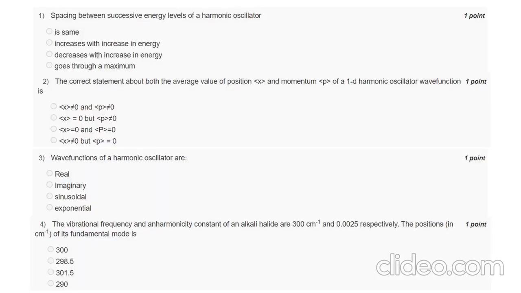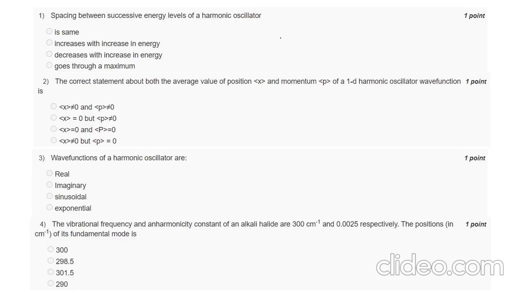We will start with the week 3 assignment solutions. This solution is already given to you, and we'll just try to quickly solve these questions and then we'll go to the numerical problems. So let's start. The first question says: the spacing between the successive energy levels of a harmonic oscillator is what?